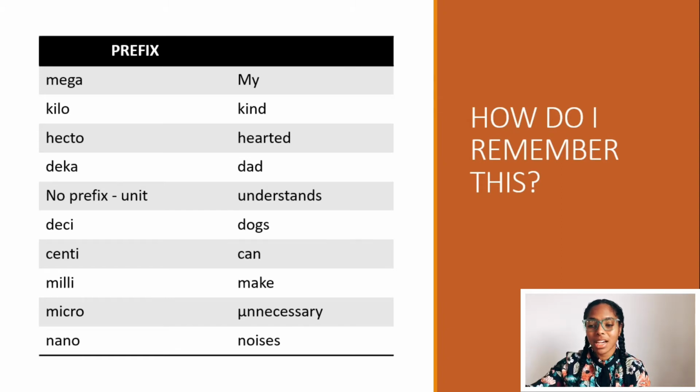Now notice, understands, I have the U for unit because that's the one with one, so you don't have another value for that. So I have no prefix or unit. And for micro, because we use the little Greek letter mu, which looks like a U with a tail, if you notice, at the front of unnecessary rather than a U, I have the letter mu. And that's a good way to remember it.